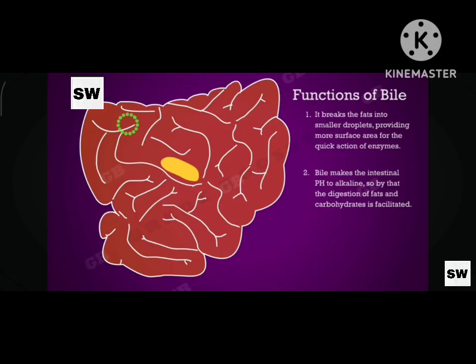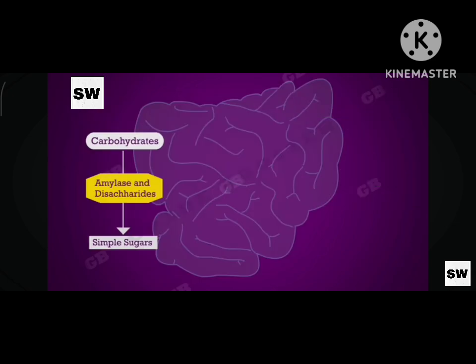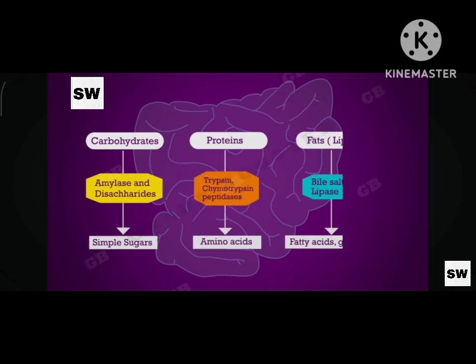Bile does two things. 1. It breaks the fats into smaller droplets, providing more surface area for the quick action of enzymes. 2. Bile makes the intestinal pH alkaline, so the digestion of fats and carbohydrates is facilitated. These enzymes finally convert carbohydrates to sugars, proteins to amino acids, and fats to fatty acids and glycerol.